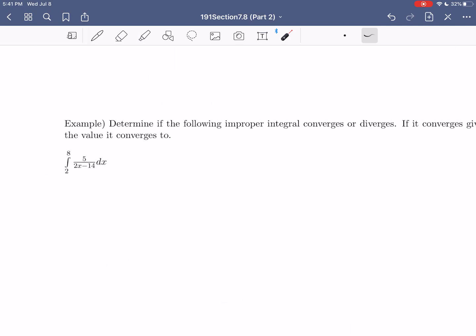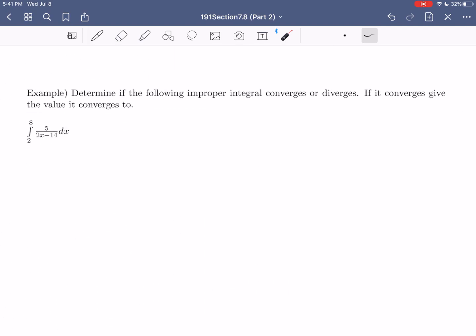So let's take a look at our last example here. For this one, we have the integral from 2 to 8 of 5 over 2x minus 14. Why is this a sneaky example? Well, if you didn't read the question and see mention of improper integral, you might look at this and say, well, plugging in 8 is not an issue, plugging in 2 is not an issue, you don't get any divide by zeros, so I can just integrate this and plug in the bounds. If you do that, everything's going to turn out incorrect.